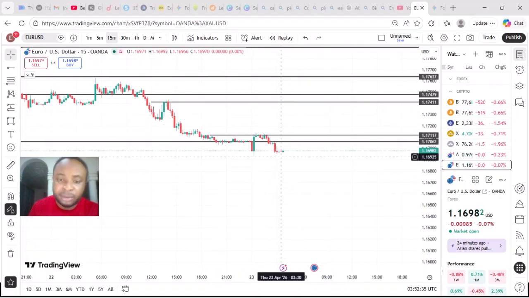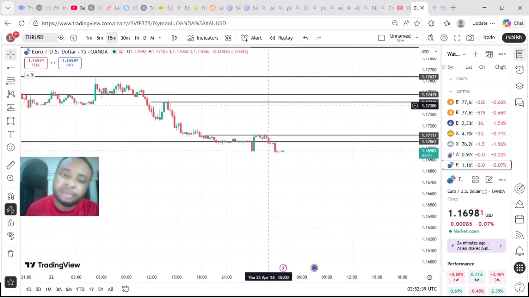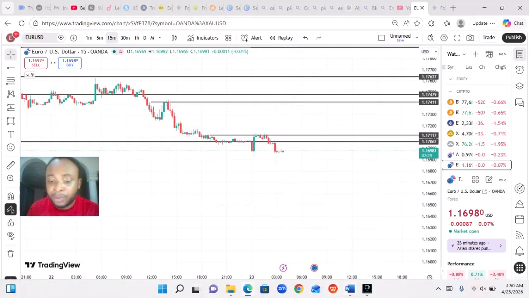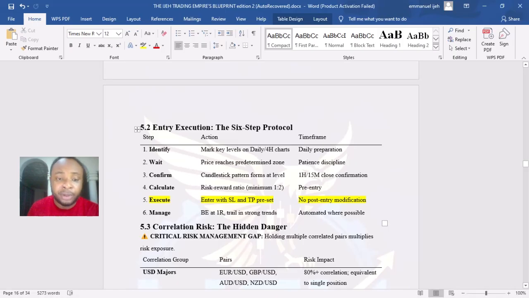So you can see the small ranging is doing on the 15 minutes. So that is just it for that. So let's continue. Identify the key level. That's why I've told you, there's nothing you're going to do that support and resistance isn't going to be there. It's not possible. So you wait for price to reach the zone, which we just did now.